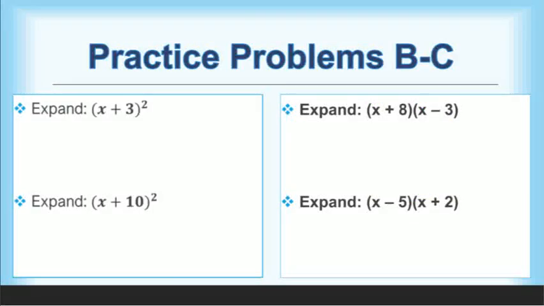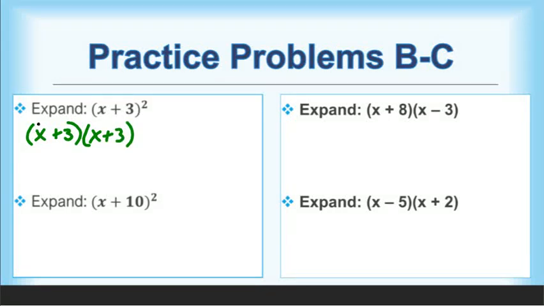Next problems. On the one on the left-hand side here, we're squaring them, which just means I'm using the same binomial, multiplying the same binomial by itself. So there you can either draw your picture or you can use the FOIL method. So if we use the FOIL method, this would be x plus 3 times x plus 3.